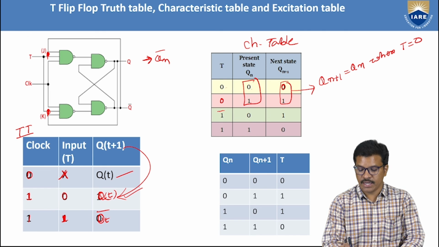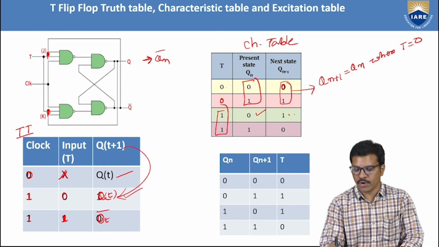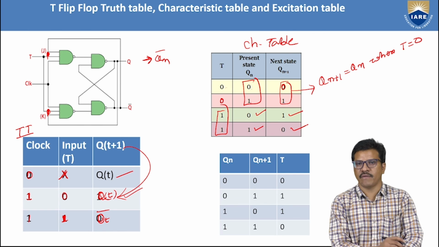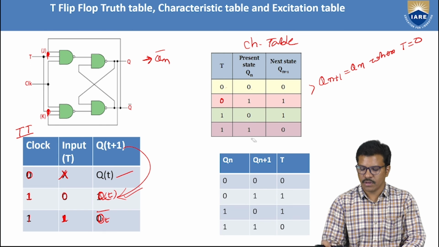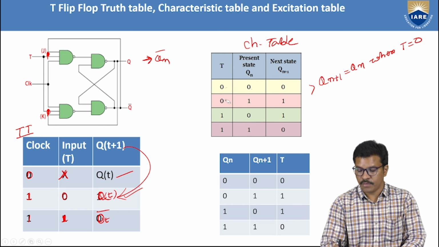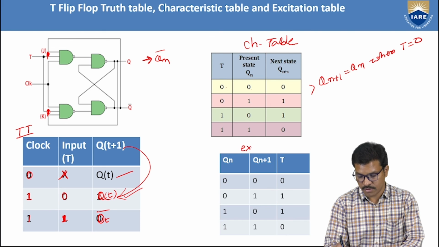Next, the T is equal to 1 case. When present state is 0, the next state is the complement, 1. When present state is 1, the next state is the complement of the output. In this way we can get the characteristic table, by which we can make the excitation table.